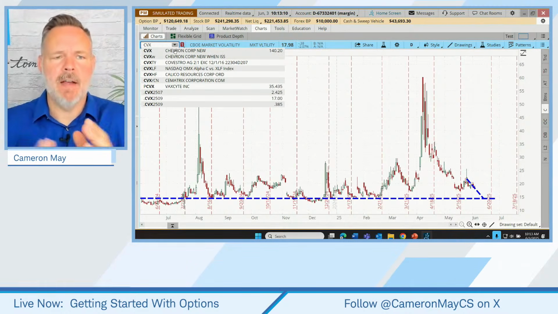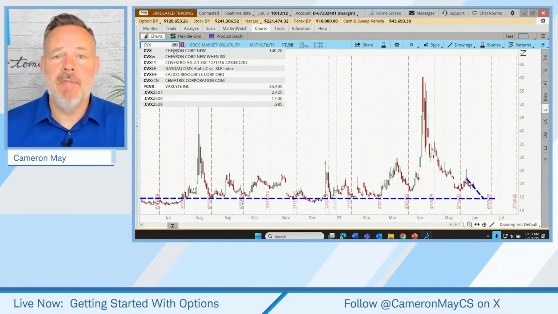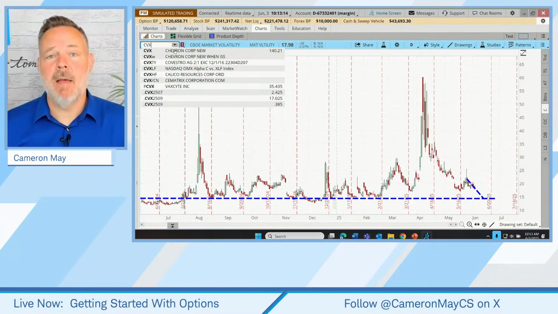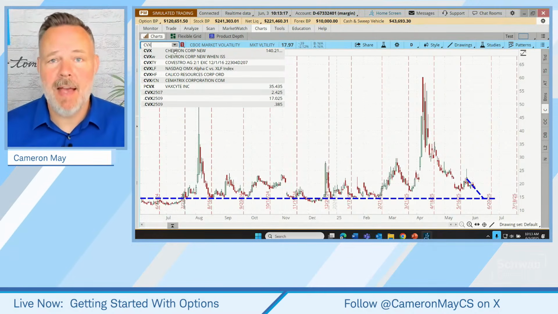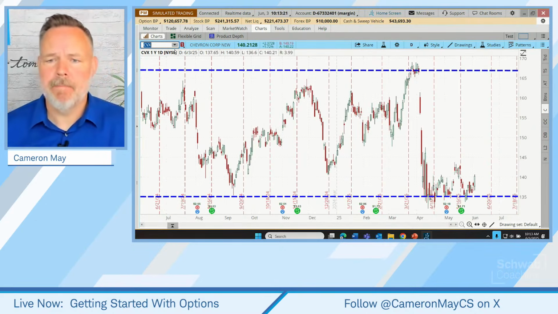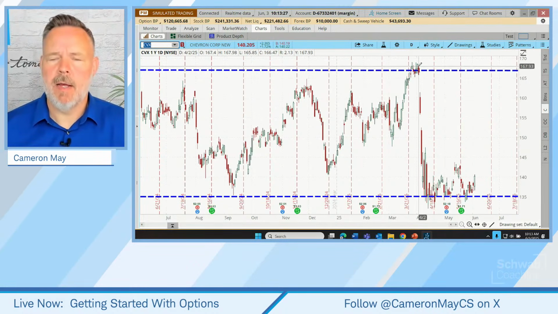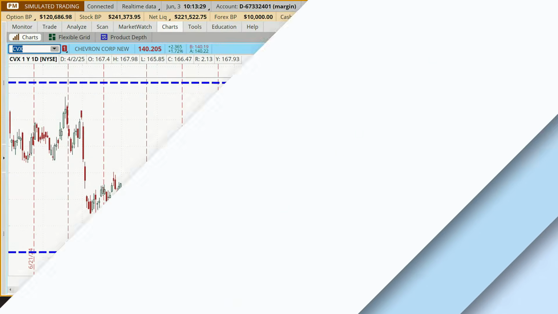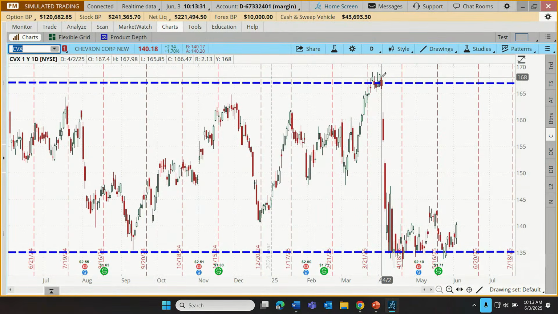So I've selected a stock. We're going to be using Chevron. This one might be surprising to some because it's had a rough last 2 months. Go to that chart. Look back here to April. Chevron got absolutely punished for about 2 weeks. That was at the height of the tensions in the tariff back and forth.